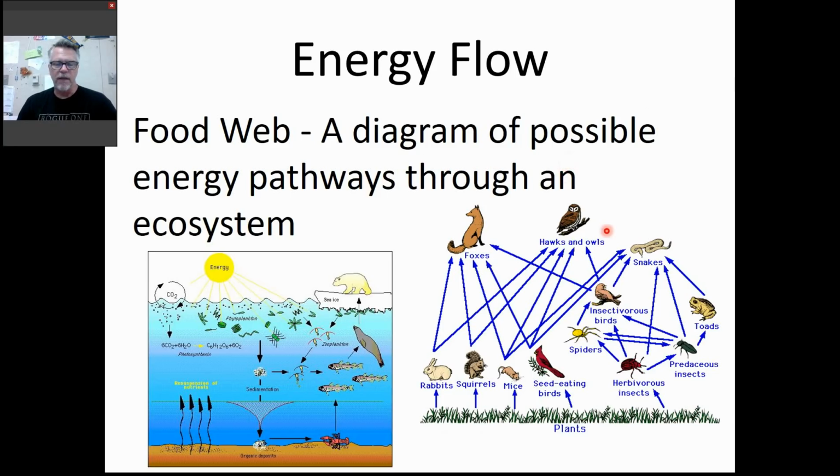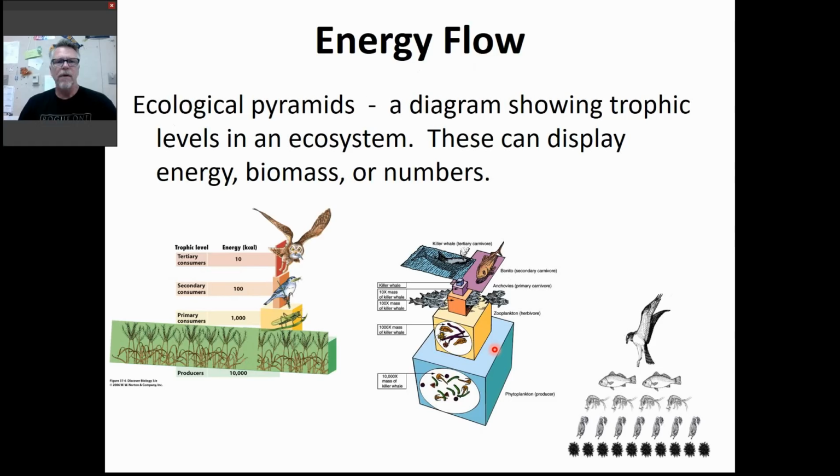It's better than a food chain, which is linear and makes it look like one organism only eats one other organism. That's just usually not the case. This is an example of a terrestrial food web. This is an example of a marine food web where we've got the same kind of idea, but it's happening in the water rather than on the land. So that's what a food web is.